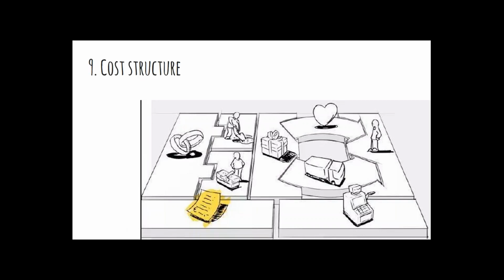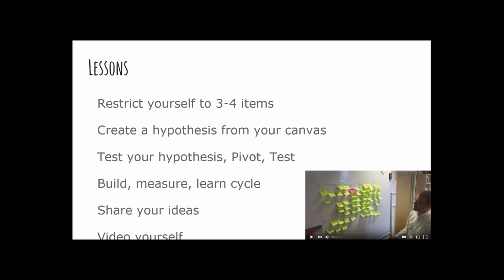And then the ninth one is cost structure. Based on the left-hand side of it, the resources and the activities that need to take place and the partners, what are the costs associated with it? That's how you can work out whether it's even a viable proposition. The key thing for me with the business model canvas is that it looks at things at a very high level, getting people to think differently about their own product or service, and really having it in an easy to share way. So I've put down some lessons.